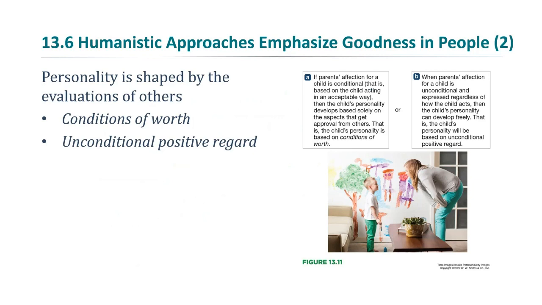Continuing with Rogers' person-centered approach, personality is shaped by the evaluations of others, which can lead to what he called conditions of worth. These are expectations that we place upon ourselves. We often learn while growing up that we have to be a certain way in order to be worthy of love. It's kind of like you learn that there are certain hoops you have to jump through, and your mother or your father or both will love you when you are a certain way, when you jump through those hoops.